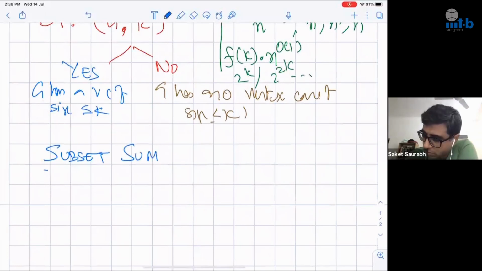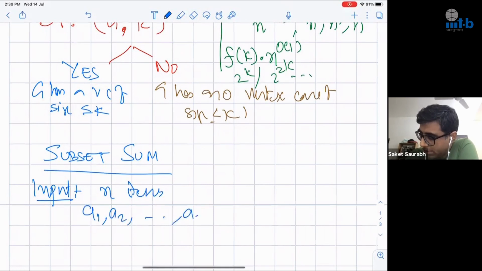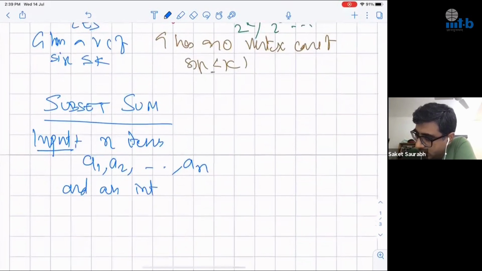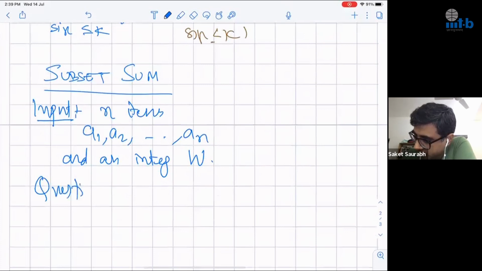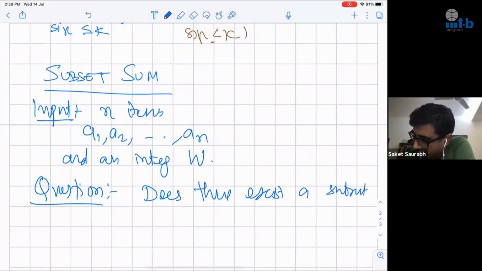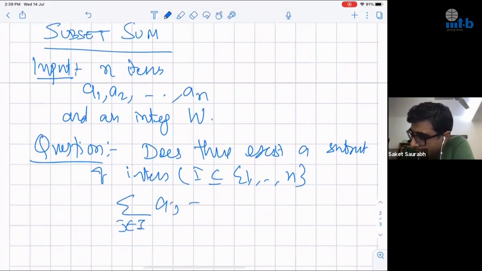What is the subset sum input? Input is n items, A1, A2, up to AN, and an integer W. And the question is, does there exist a subset of integers, or you can say some subset I of 1 to n, such that if I sum the elements j in I, aj, that is equal to W.